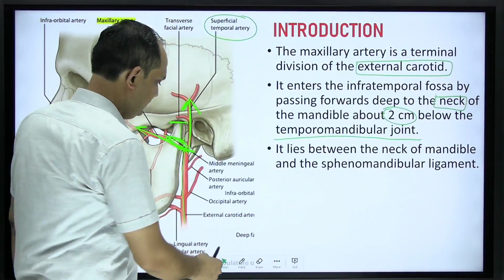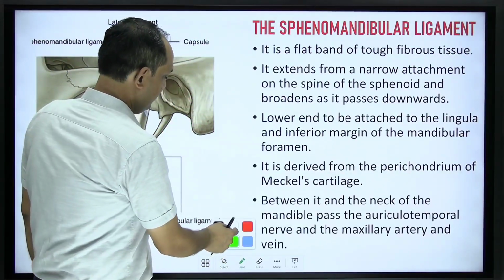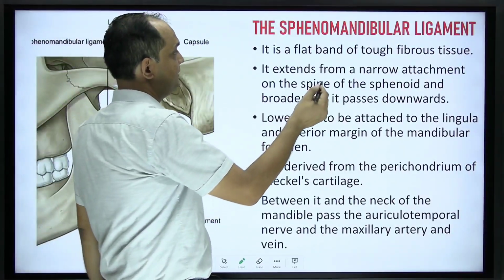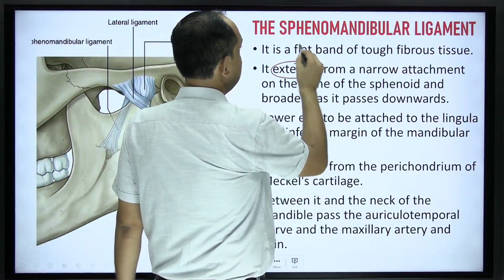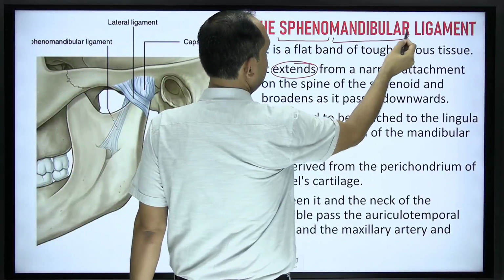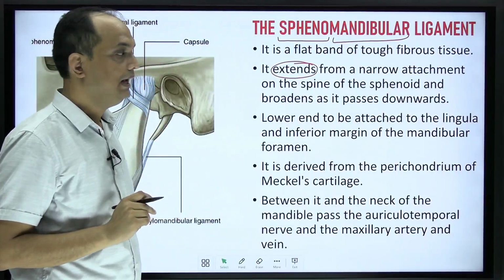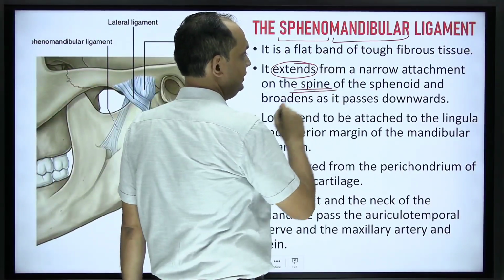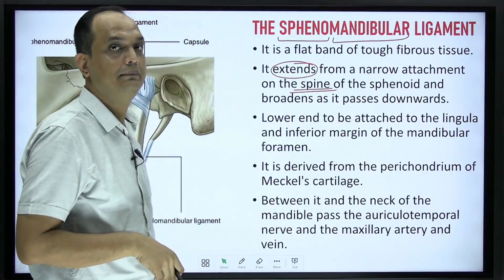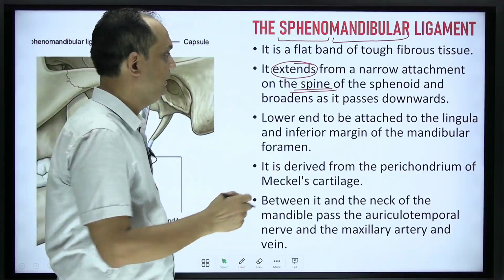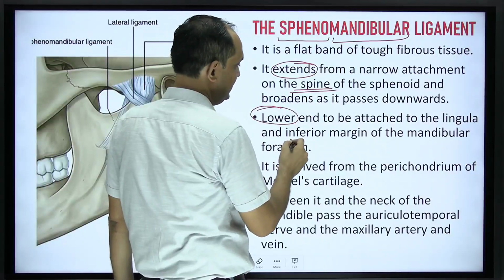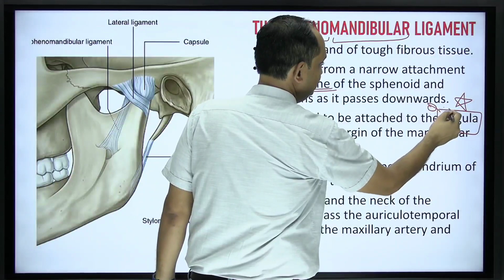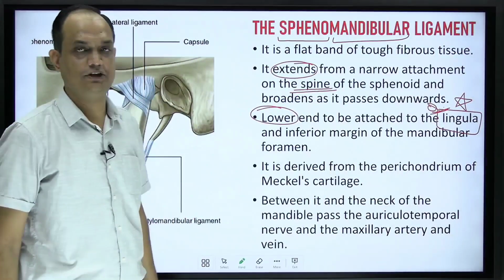So first we will see what the sphenomandibular ligament is. It is a fibrous tissue which extends from the sphenoid bone to the mandible. That's why it is known as the sphenomandibular ligament. And from where in the sphenoid bone? Answer is the spine of the sphenoid. And as it goes towards the mandible, it becomes broad, and ultimately in the lower part it gets attached to the lingula of the mandible, which is a very important question for your exam. Where is the lingula and what is the attachment at the lingula?